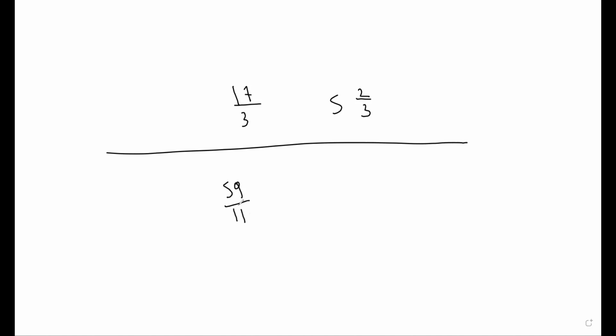59 over 11. So this one's not bad. How many times does 11 go into 59? Well, it goes up to 55 because you got 11, 22, 33, 44, 55. So it goes in 5 times. And that brings you up to 55. So then you got 4 left over. So you got 5 and 4 over 11.